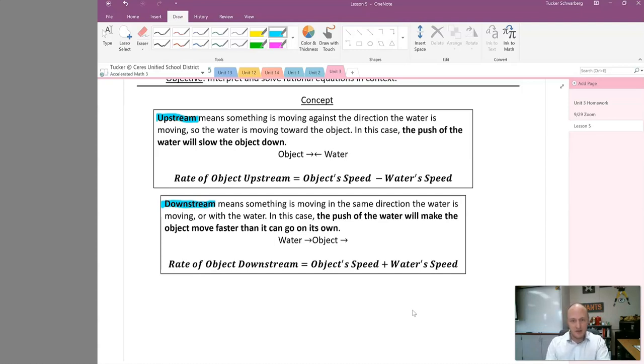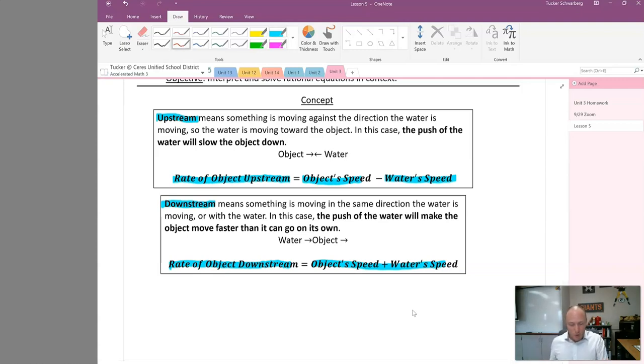So here are some of the formulas that we're going to be working with. The rate of an object going upstream is going to be the object's speed minus the water speed. So when you go upstream, you go slower. You're going to subtract the current. When you go downstream, you're going to be working faster. You're going to add the water speed to the object's speed, and that makes sense.